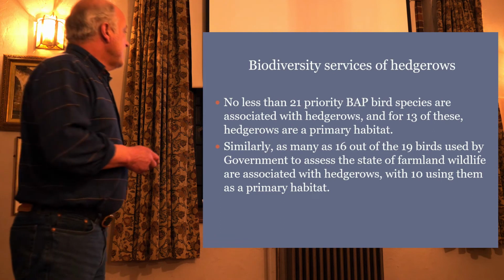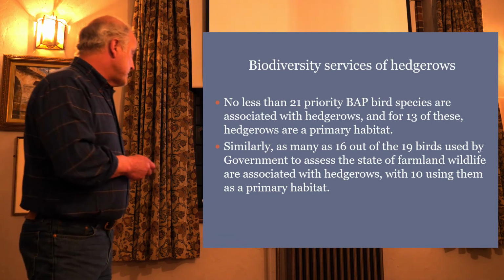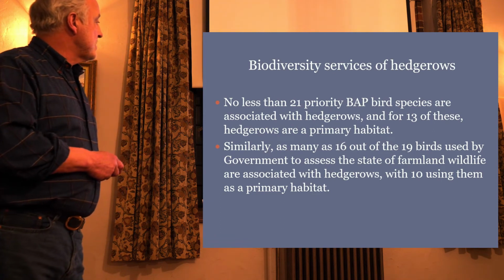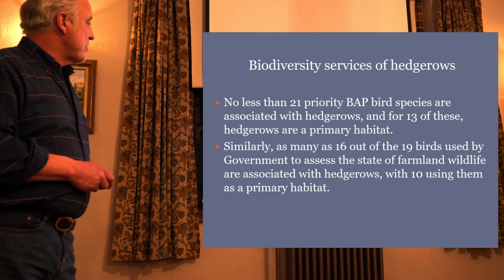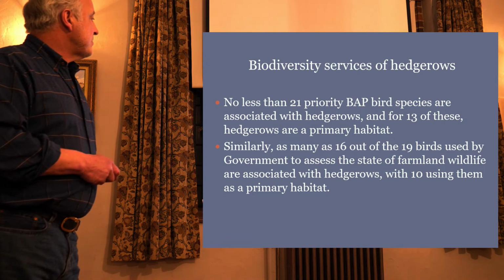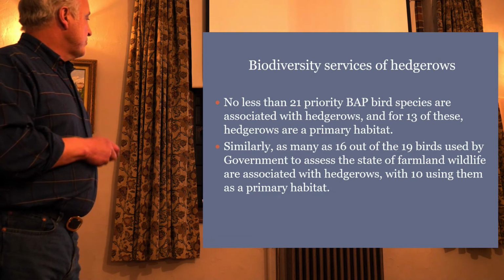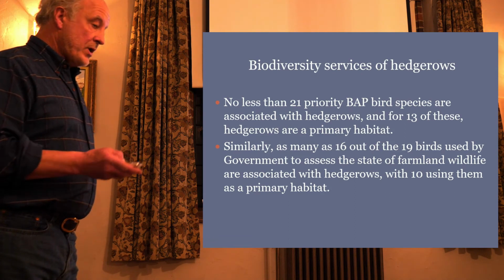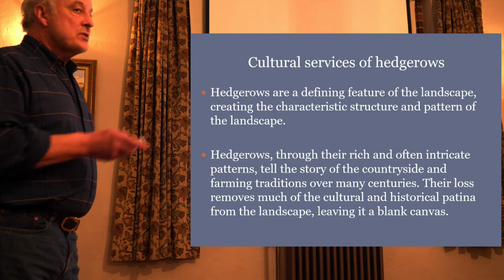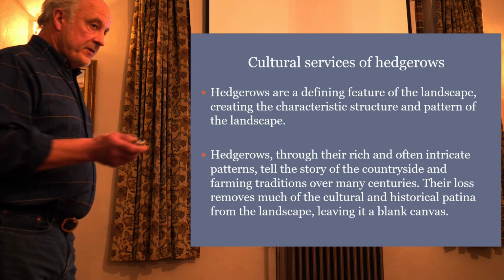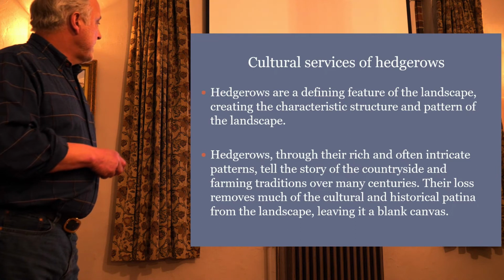21 priority bat species are associated with hedgerows, and for 13 of these, hedgerows are the primary habitat. 16 out of the 19 birds used by government to assess the state of farmland are in hedgerows, with 10 of them using them as the primary habitat. The cultural services of hedgerows, they define the features of our landscape, as I say, and the history.